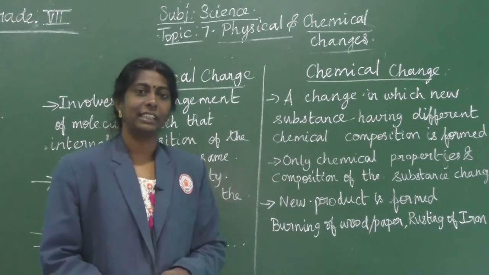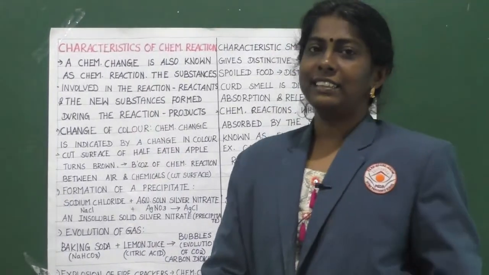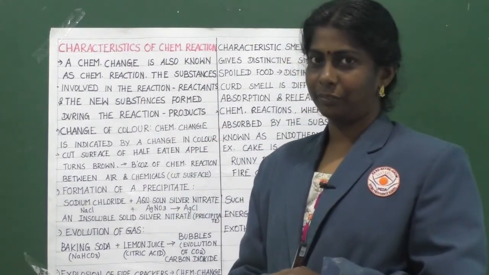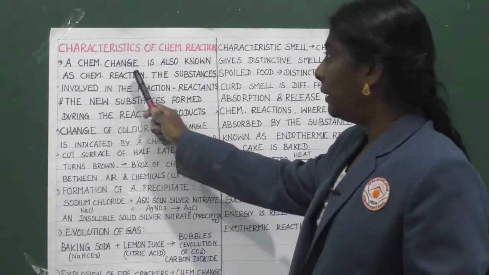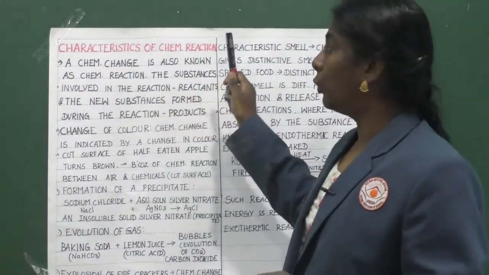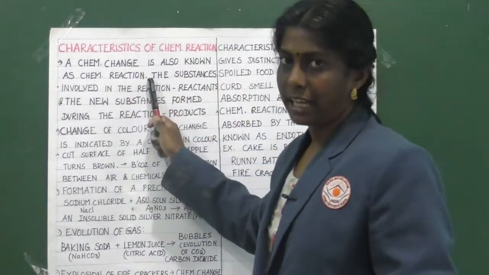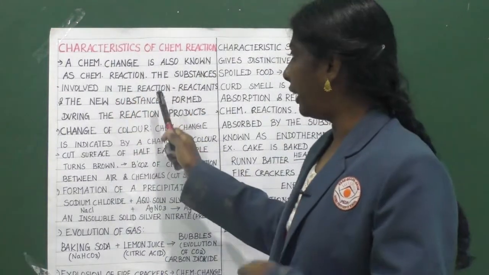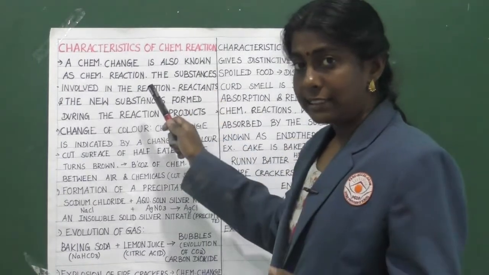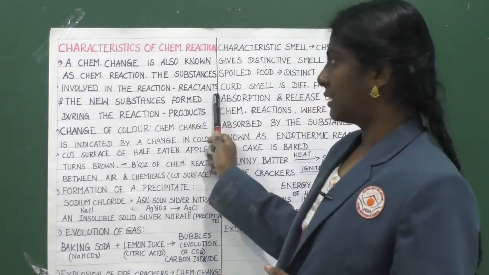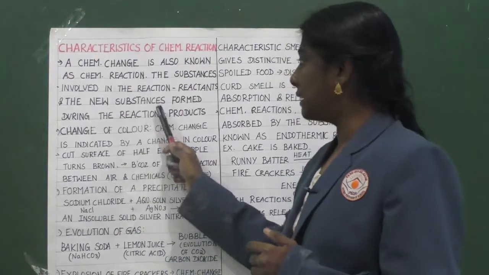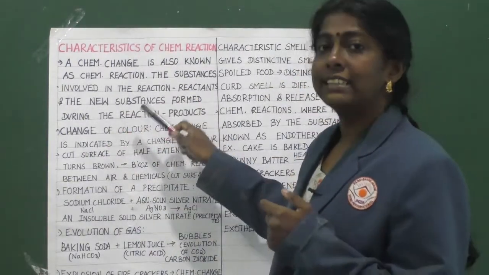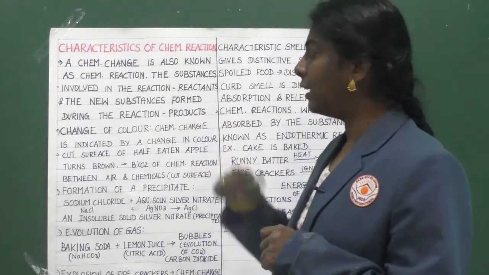Clear children? Yes. Now let us learn about characteristics of chemical reaction. A chemical change is also known as chemical reaction. The substances involved in the reaction are termed as reactants, and the new substances formed during the reaction are termed as products. Clear?